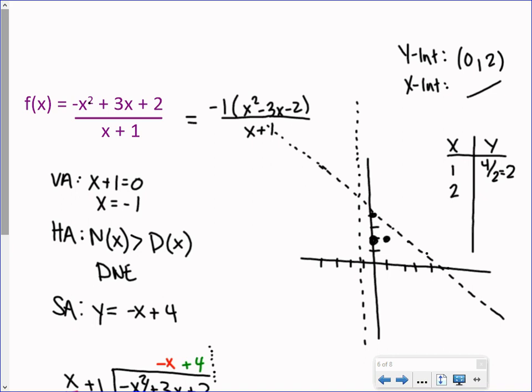Next I could do the same thing with 2. 2 squared is 4, negative 4 plus 6 is 2. 2 plus 2 is 4. And you could be writing these things down if you needed to, to keep track of them. Sometimes it can be easy to lose it. And then 2 plus 1 is 3. So this is 4 over 3.